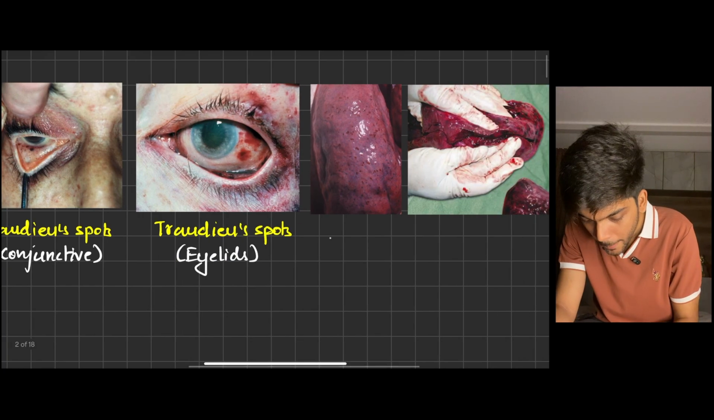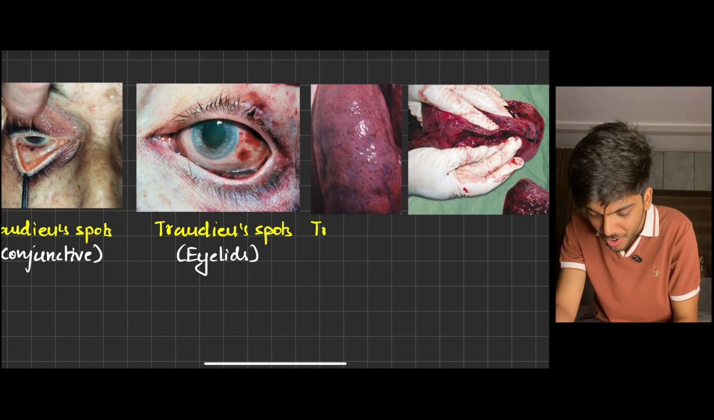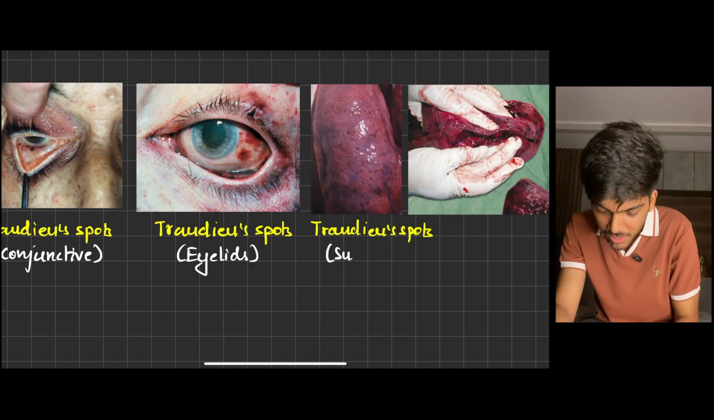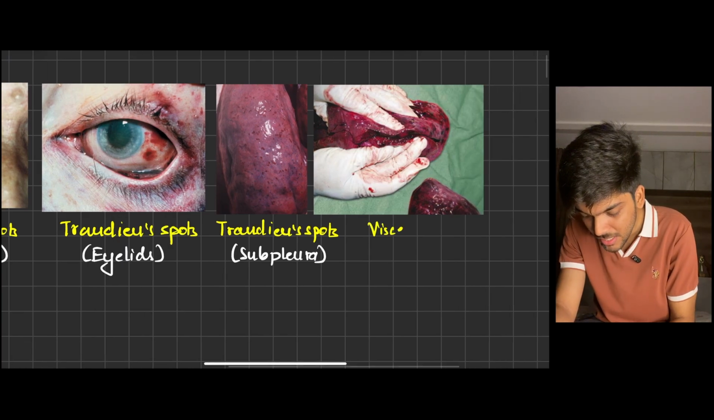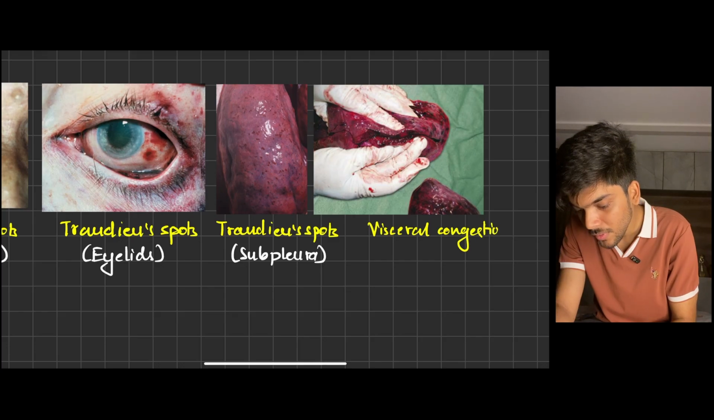What is this? This is again your Tardieu spots. Where are the Tardieu spots? They are just below the pleura, subpleural. And finally, what is this? This is the visceral congestion, in the form of pulmonary edema.